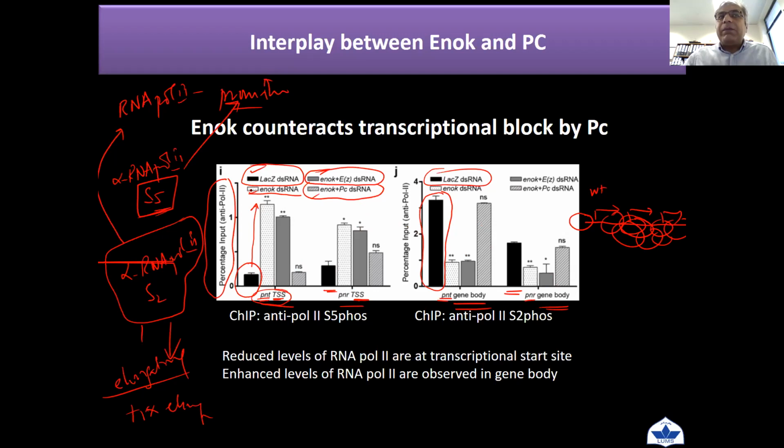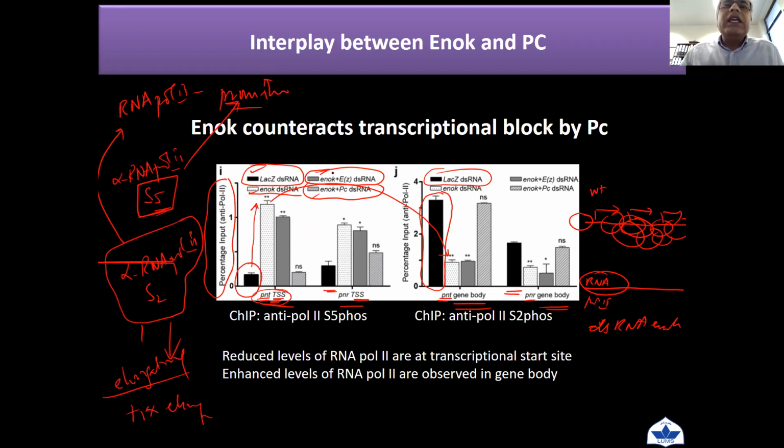When you have double-stranded RNA against Enoch, there is more RNA pol 2 stuck on the promoter. When Enoch is gone, the positive effect for trithorax is gone, and RNA pol 2 is stuck at the transcription start site. Little in the gene body. Compare this one with this one.